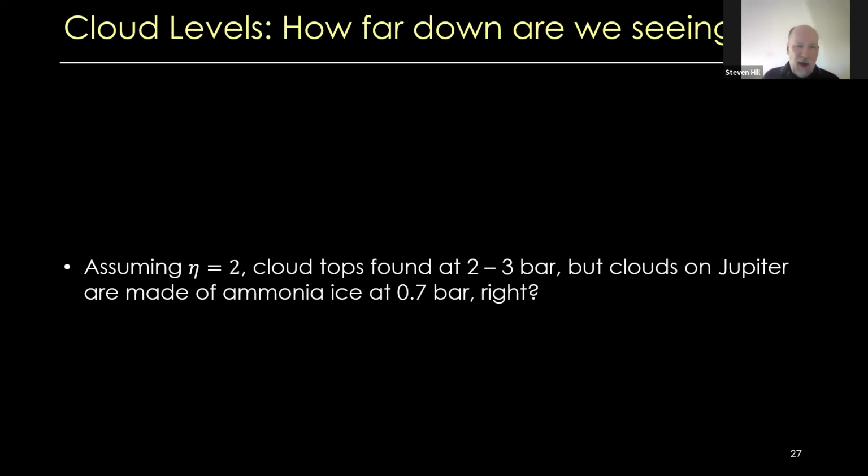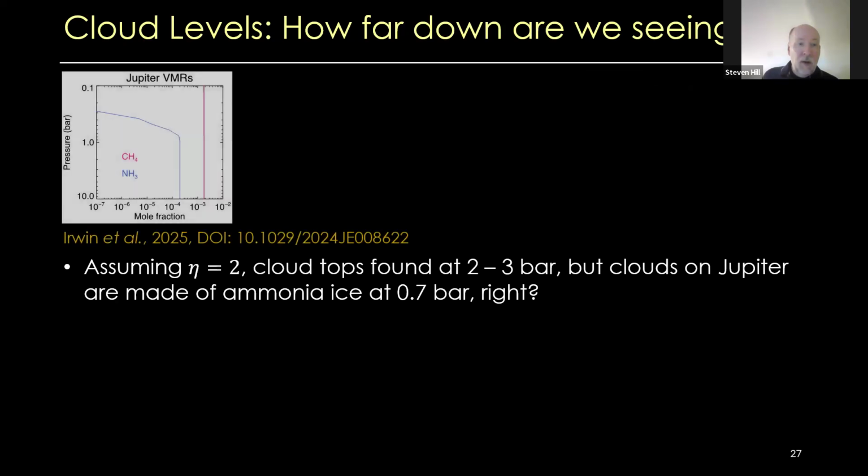So the question then comes up, how far down are we really seeing? We think we're seeing 2 to 3 bar, but the clouds on Jupiter are made of ammonia ice, right? At least that's the traditional view, and they should be at about 0.7 bar. Well, what Pat did, in Irwin et al.'s publication this year, is he looked at the actual ammonia profile at and above 0.7 bar. Whether or not there are optically thick clouds created from ammonia, there's definitely got to be condensation going on there and a great reduction in ammonia with decreasing pressure, because that is what the measured temperature profiles show.